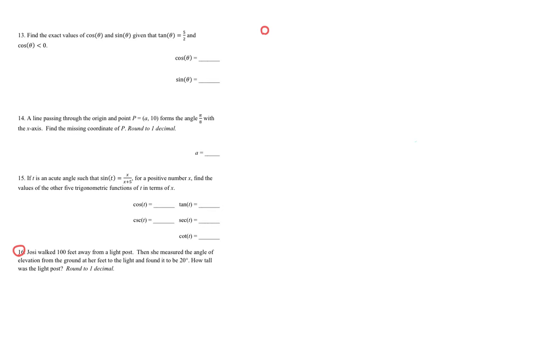All right, so we have Josie who's walking 100 feet away from a light post. So if we kind of draw the picture, maybe here's the light post, and then Josie's over here, she walked 100 feet away. So we know that this is 100. And then she measured the angle of elevation from the ground at her feet to the light, and that was 20 degrees. Excuse my poor drawing.